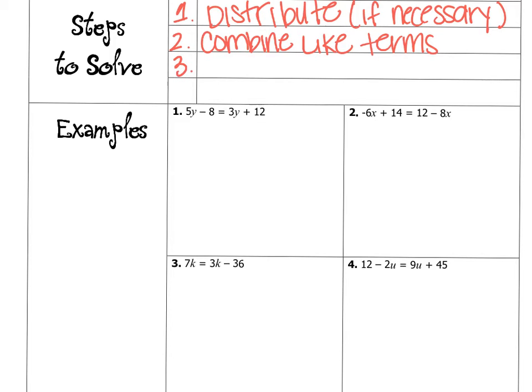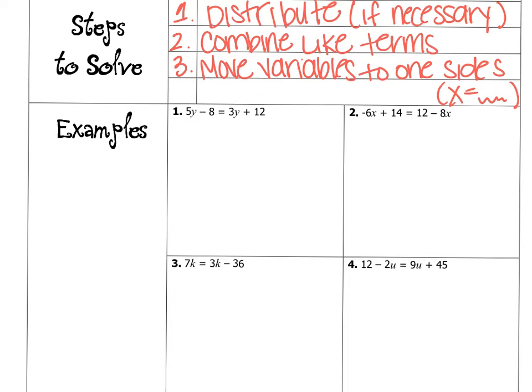The next step would be to move all the variables to one side. Now we generally see the variables on the left side, like x equals something. It doesn't matter which side you choose to move it to, but again, it is more common that we move everything to the left, but you can do whatever is easiest. Once you move the variables to one side, you're going to solve. You actually solve for that variable, so you're going to solve the problem.